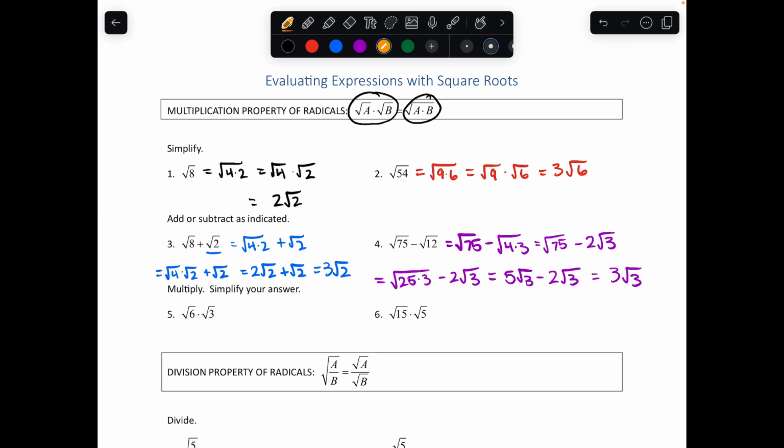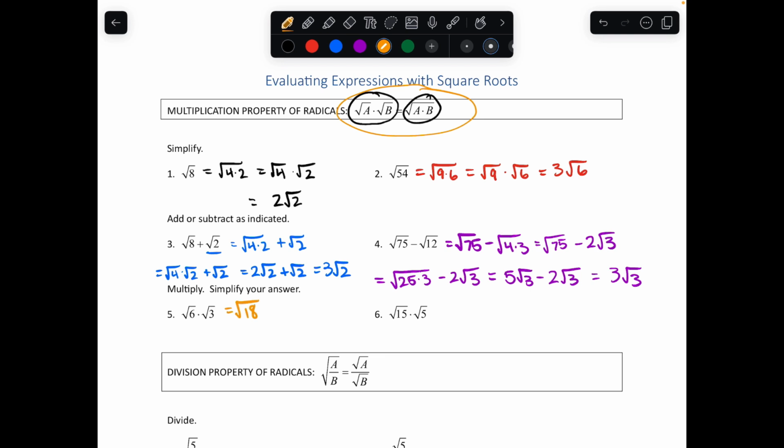Moving on to our fifth problem, we have the square root of 6 times the square root of 3. And so there's two ways that we can do this. I'll show you both. So the first method is just multiplying everything out and then seeing if we can find a perfect square in the number that we get. So the square root of 6 times the square root of 3, following our property, is just going to be the square root of 6 times 3. So the square root of 6 times 3 is going to be the square root of 18.